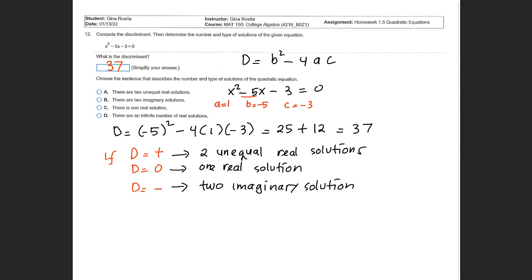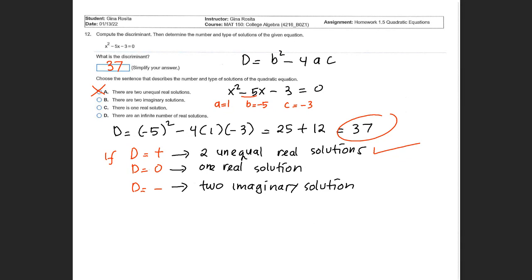Okay. Now look at A. The answer is 37. It is positive. So if positive, which one is the answer? This one. Yeah. There are two unequal real solutions. So you can choose. The answer is A. Okay.